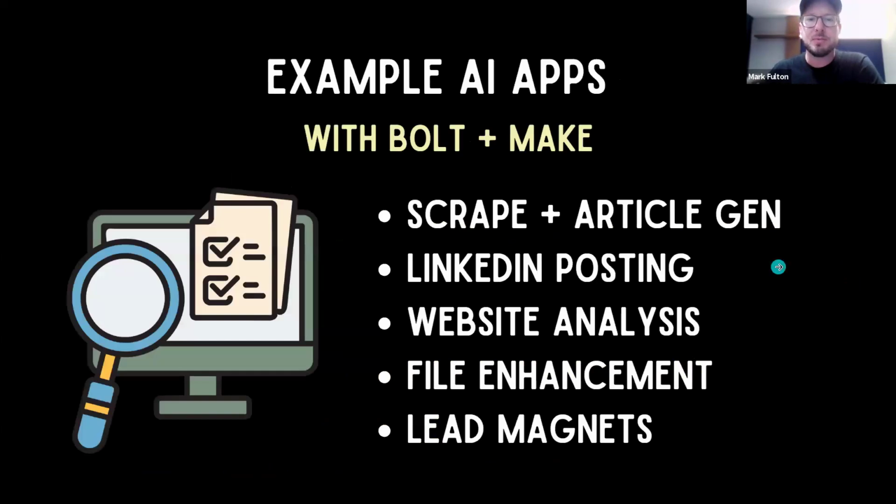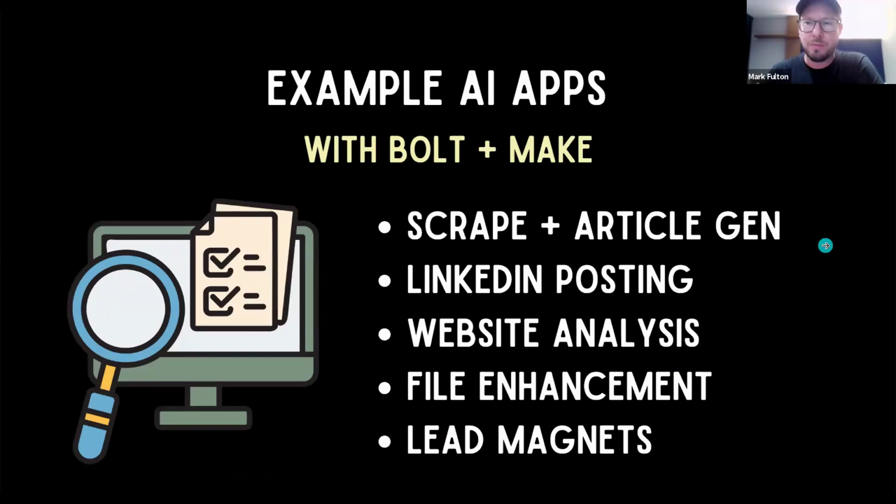So here are some quick example AI apps. We're going to look at a couple of these today. Scrape content. It can be a website, or it can be from various API services. We're going to look at scraping Google News, and then you can generate articles. So you can have an article generation app, which is a super compelling and useful use case, especially for SEO.